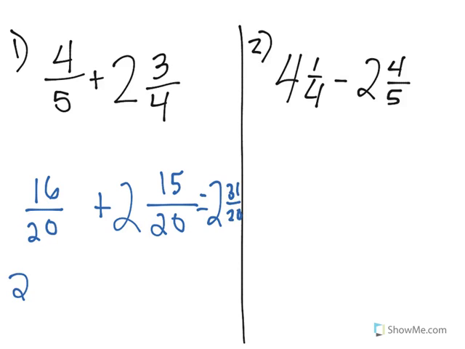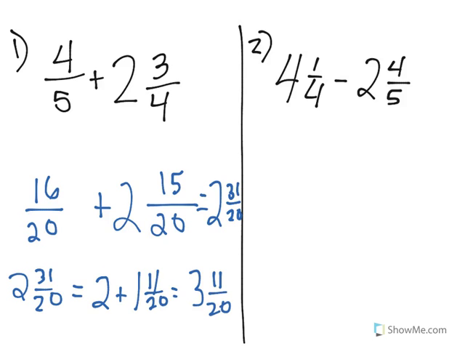But as we know, 31 over 20 is no good because it's an improper fraction. So we need to convert that to a mixed number. So we'll take the 2, we'll put it on the side, and we'll add it to 31 over 20, which converts to 1 and 11 over 20, so our final answer will be 3 and 11 over 20.